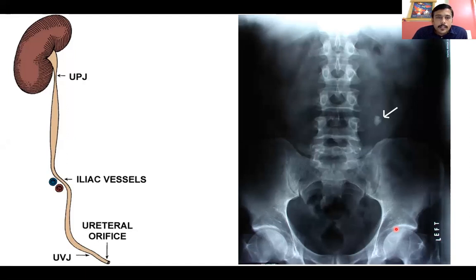This is an X-ray where a calculus is being obstructed somewhere just below the pelvi-ureteric junction, possibly.